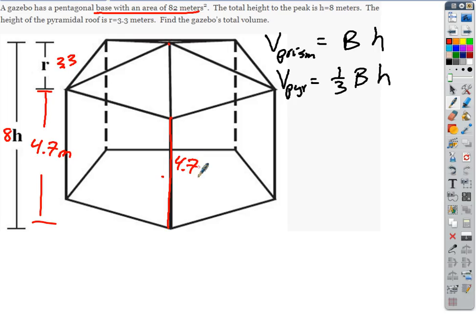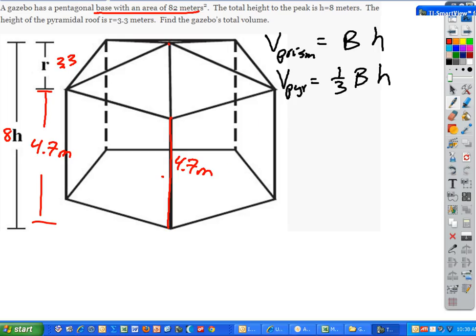So let's calculate these volumes. The volume of the pyramid, let's do that one. That's just going to be 1/3 times base, which is, what's the base given to us as being? 82, right? Times 82 times the height, which is 3.3. So there's the number. Wow. That's the volume of the pyramid.